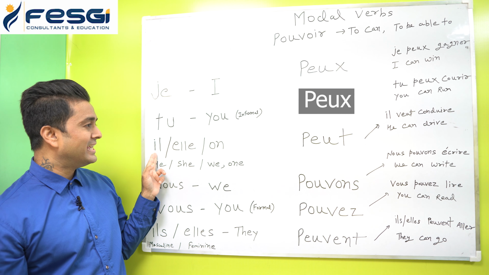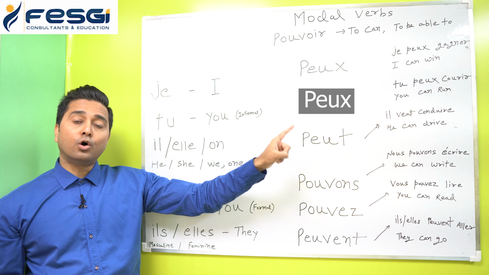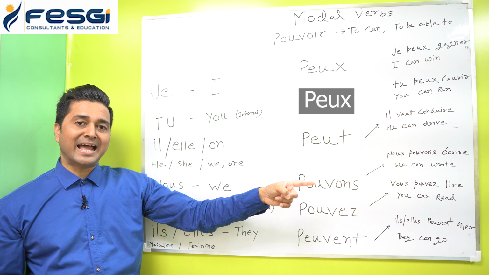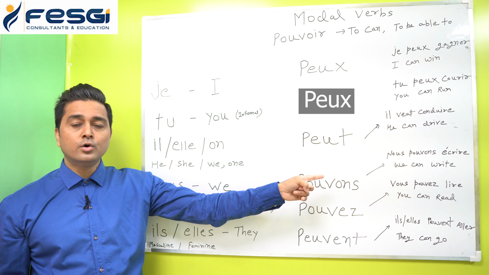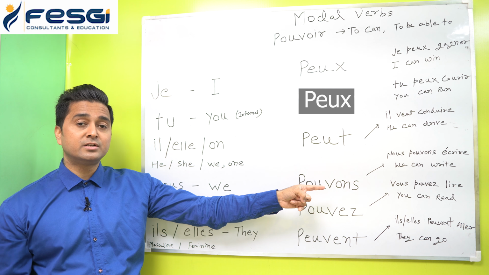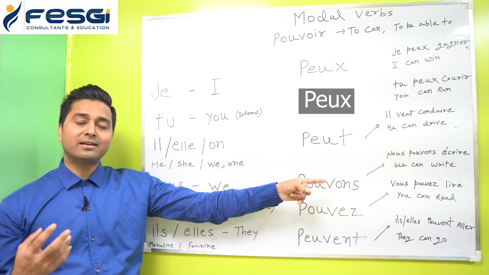Here again, il, elle, on. Here, il peut conduire. He can drive. Elle peut conduire, she can drive. On peut conduire, we can drive, or one can drive. This is the meaning. I hope you understand. And then we have vous. Vous pouvez lire. Lire means to read. So you can read. Vous pouvez lire. You can read.